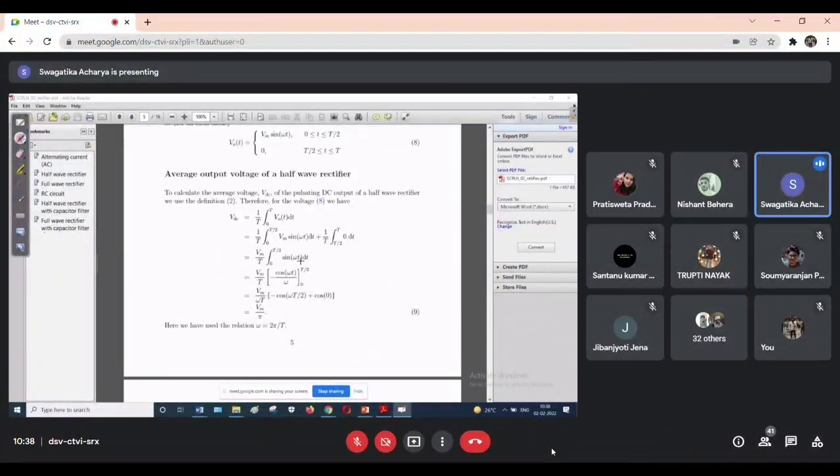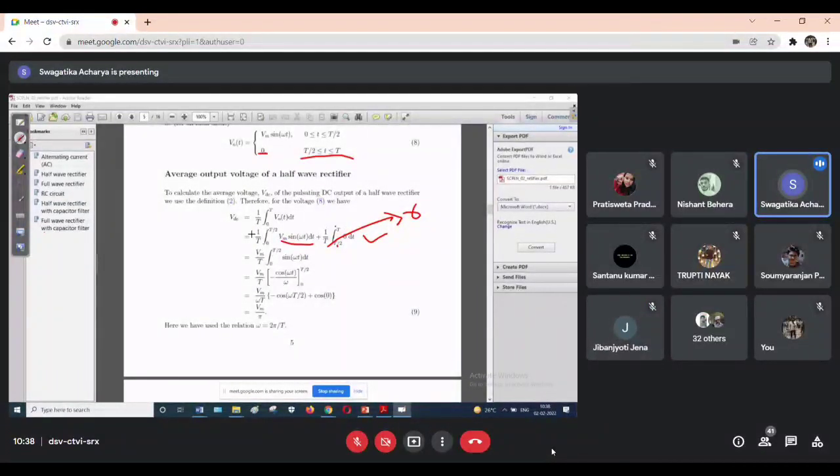You can check: 1 by T, integral 0 to T by 2 of Vm sin omega t dt, plus 1 by T, integral T by 2 to T of 0 dt, right? Now just keeping this value you can solve this one. This will be Vm divided by T, integration 0 to T by 2 of sin omega t dt, because the other part is already 0, right?